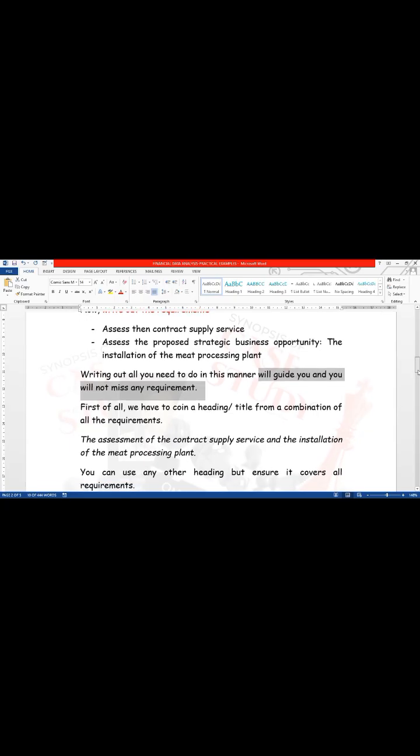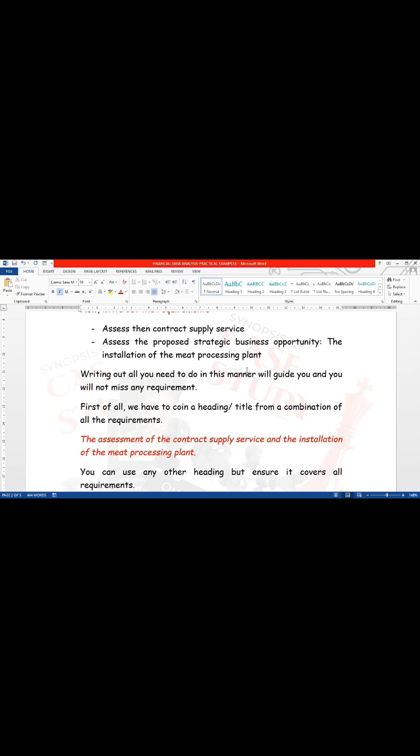So first of all, we have to coin a heading from the combination of all these requirements. So this is the requirement, right? Let's coin a heading from it. And I coined one: the assessment of the contract supply service and installation of the meat processing plant. Because we're assessing the contract supply service, and we're assessing the proposed business opportunity, which is the installation of the meat processing plant. So we're assessing both.